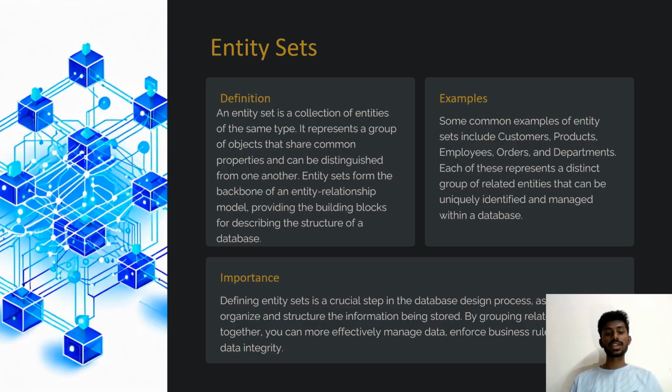Entity sets. An entity set is a collection of entities of the same type. It represents a group of objects that share common properties and also can be distinguished from one another. Entity sets form the backbone of an entity relationship model, thereby providing the building blocks for describing the structure of a given database. Some common examples of entity sets include customers, products, employees, orders, departments, etc. Each of these represents a distinct group of related entities that can be uniquely identified and managed within a database.